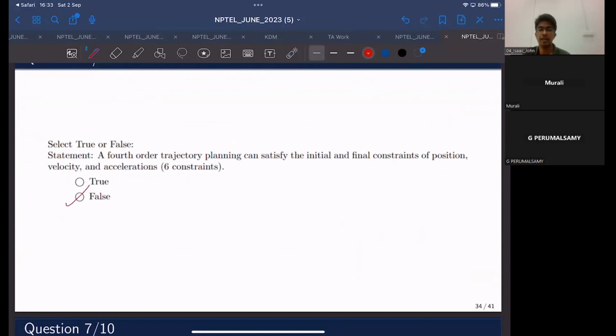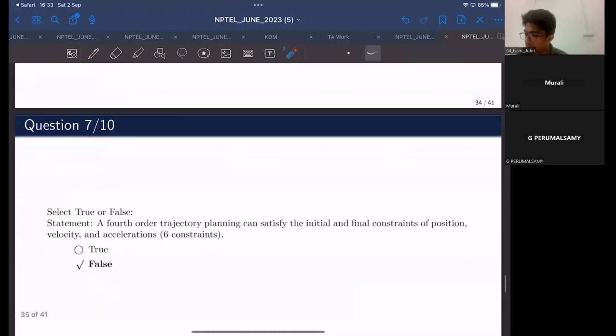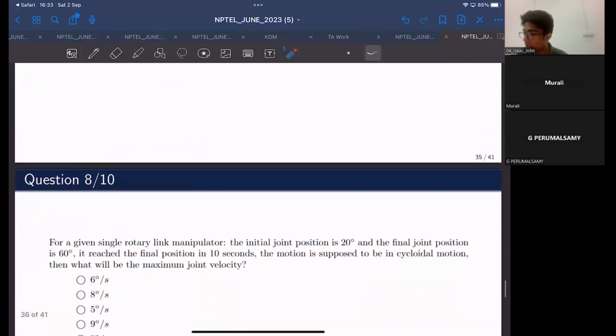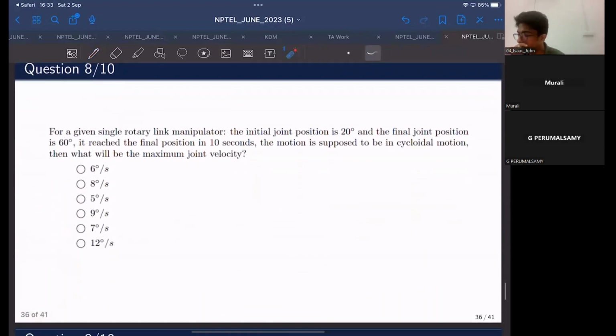We have discussed why that could be the reason. Because a fourth order polynomial can at most satisfy 5 constraints. It cannot satisfy 6 constraints. Right? Only a fifth order polynomial can satisfy 6 constraints. Okay, so I suppose there's no further need to clarify that. Okay, so moving on to question 8.